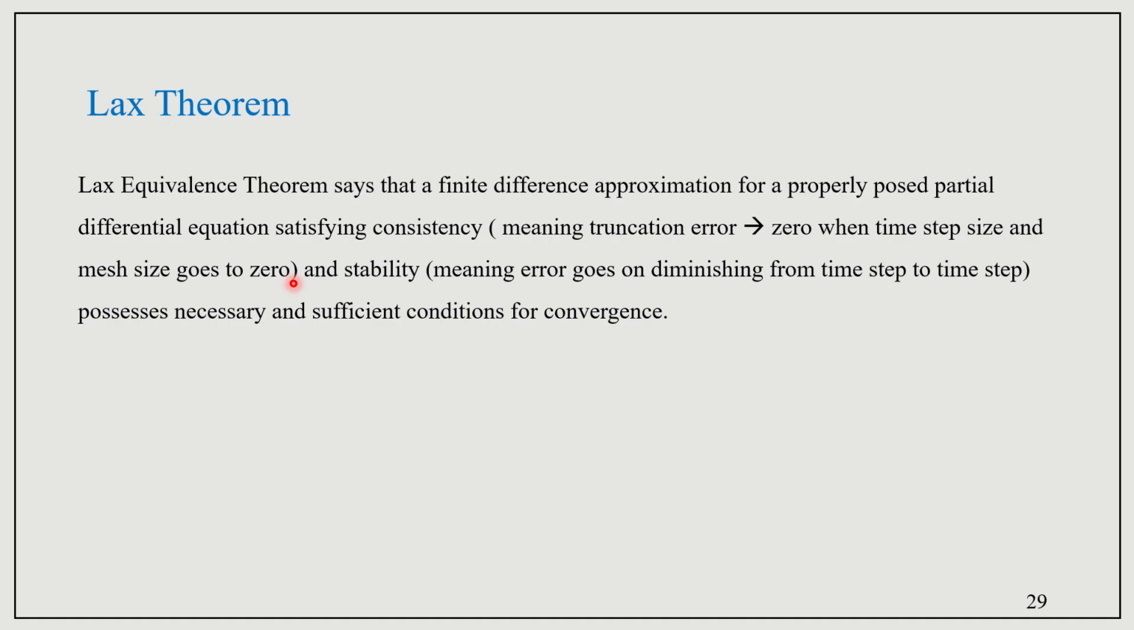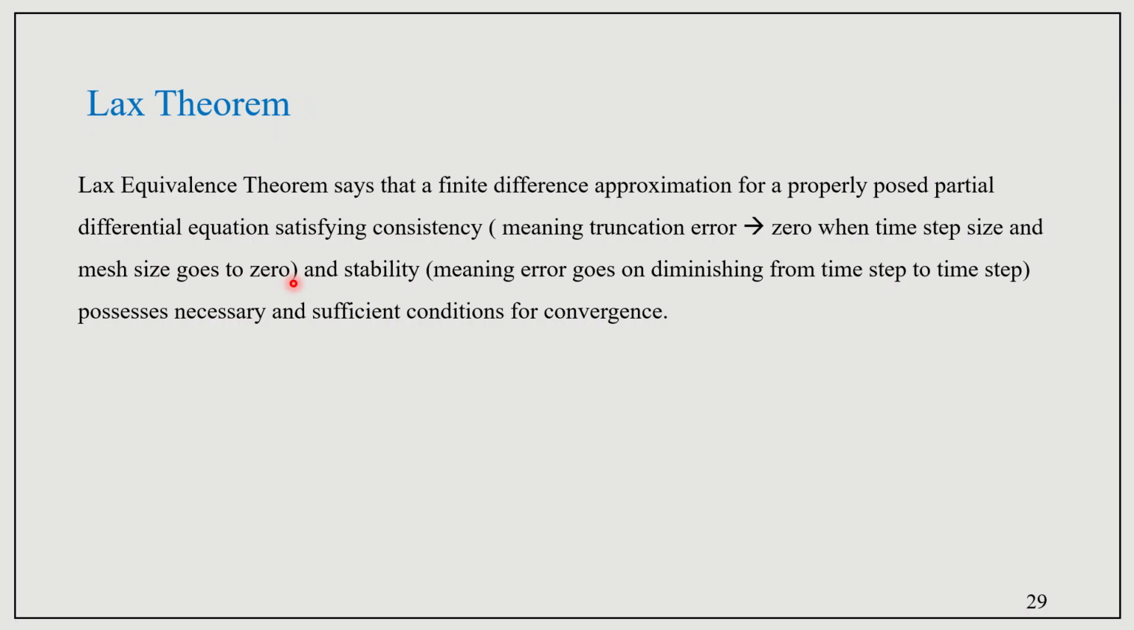So the truncation error goes on decreasing with decrease in the time step size or mesh size, delta x or delta t, depending on the derivative term. When it reduces, the truncation error terms also reduce and approach zero, like a very fine mesh. So consistency condition is satisfied.